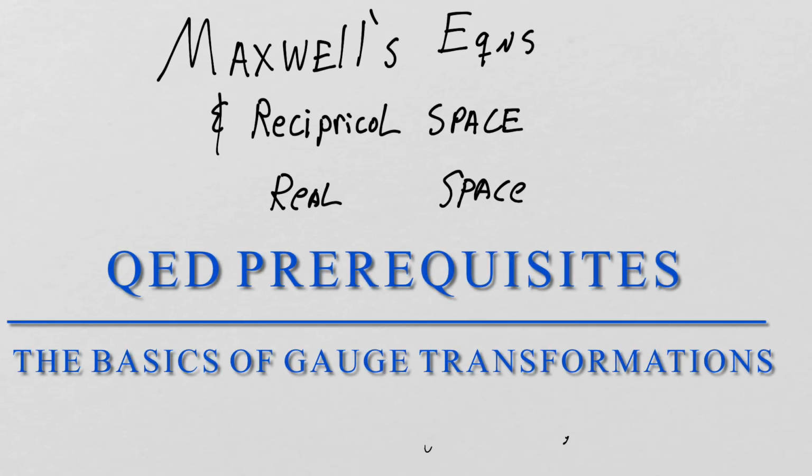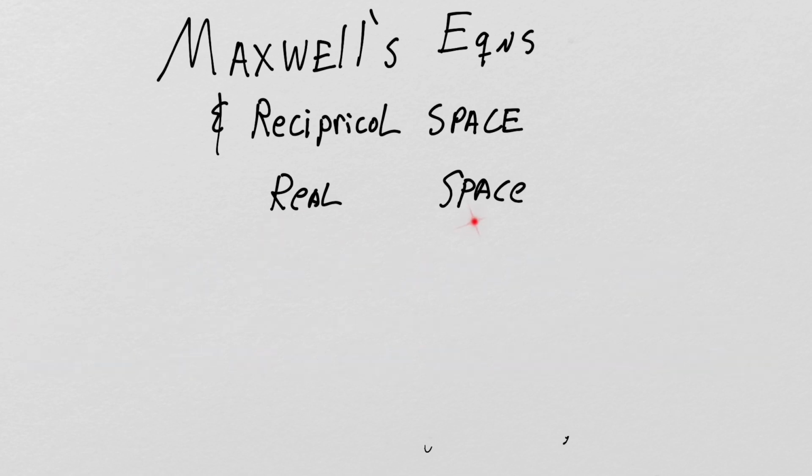Okay, so today we're going to continue our discussion of the formal structure of Maxwell's equations. We're still in real space. I titled this In Real Space and Reciprocal Space because to me this is the important concept I want to get to. But there's a lot of structure to Maxwell's equations we have to know as prerequisites to QED.